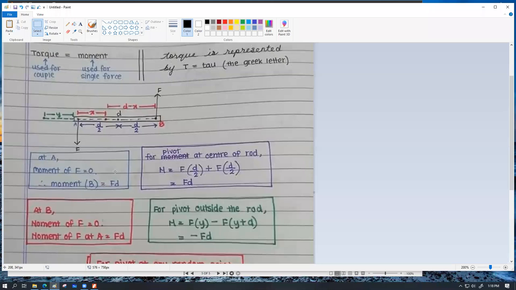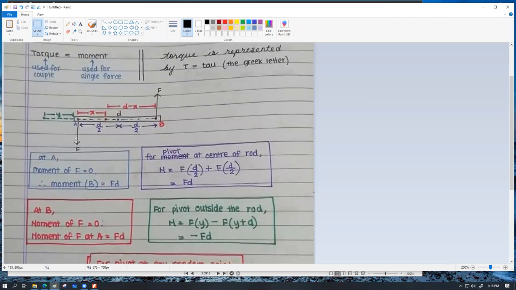Now let's say if we don't want to consider that, let's say if you consider exactly the midpoint of the rod and go ahead and try to calculate the moment, where we have to do the calculation for both of them. We can also do that for pivot at the center of the rod. For pivot at the center of the rod, total moment produced would be the sum of the two moments. Because if you consider your pivot over here, so assume that this object is pivoted over here, which means this object can rotate about this point.